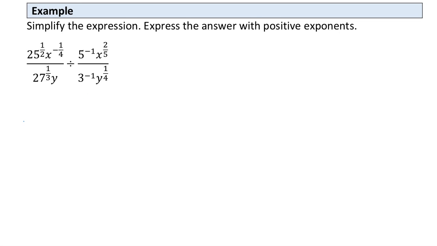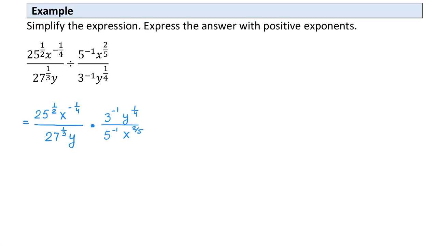So then we will keep the first fraction as it is, 25 to the power of 1 over 2 x to the power of negative 1 over 4 over 27 to the power of 1 over 3 times y, and now we will multiply. And now let's flip the second fraction. In the numerator, we will write 3 to the power of negative 1, y to the power of 1 over 4, and in the denominator, we will write 5 to the power of negative 1, x to the power of 2 over 5.